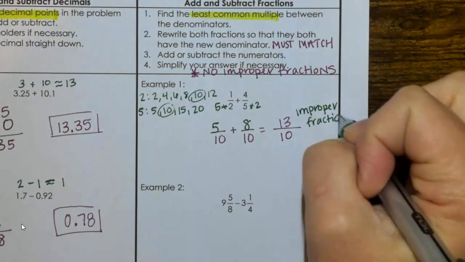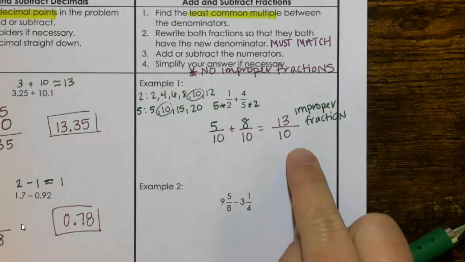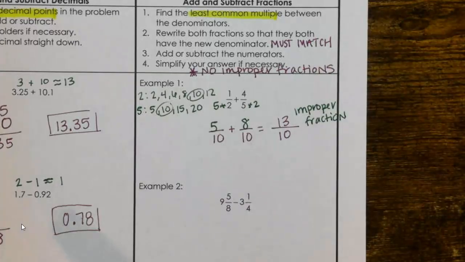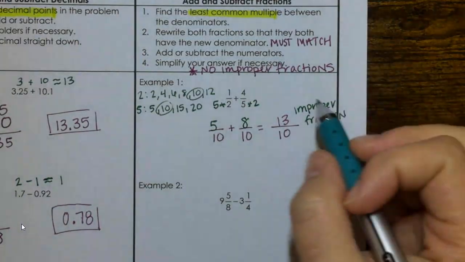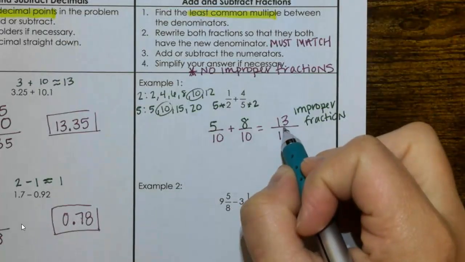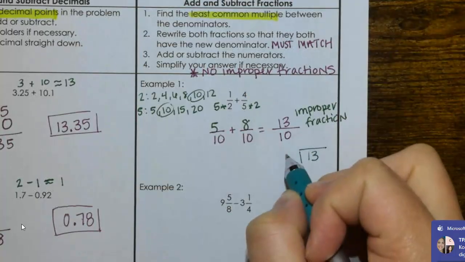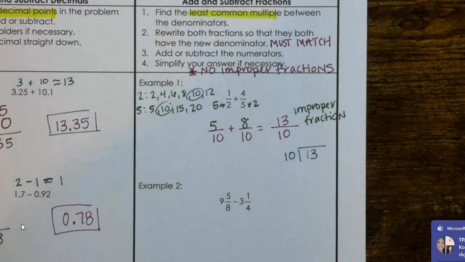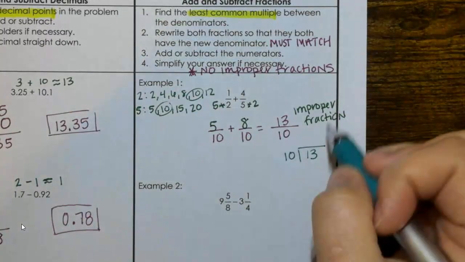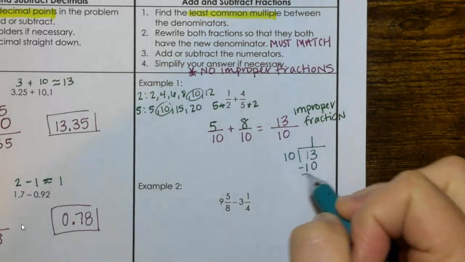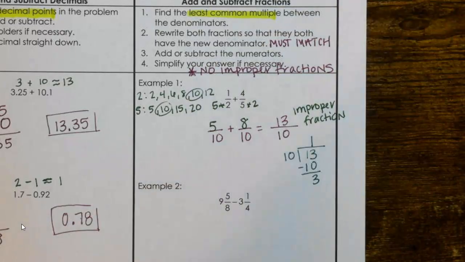This could be an answer in a multiple choice test, but it more than likely will not be. So we have to change this to a mixed number. In order to get that to a mixed number, we have to divide. So 13 divided by 10. That's how you read a fraction. 13 divided by 10. How many times can 10 go into 13? 1 time. 1 times 10 is 10. I subtract. 13 minus 10 is 3.